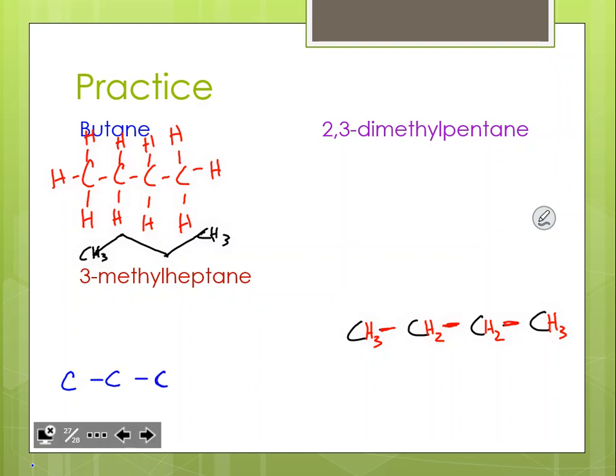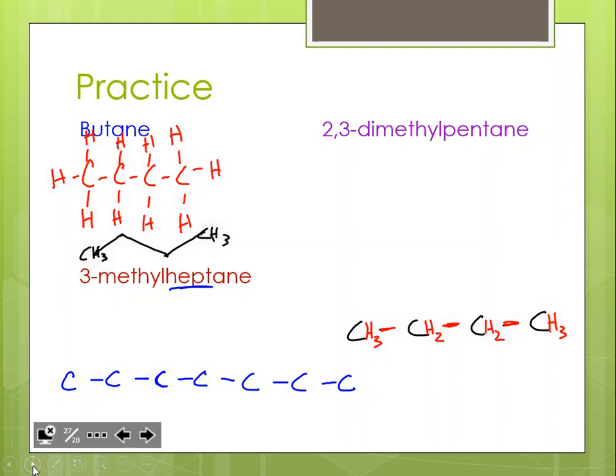How many carbons do I need to draw here? 1, 2, 3. How many do I need? I'm up to 4. What's a heptane? 7. So I need to draw 7. That's 1, 2, 3, 4, 5, 6. There's my 7th. Okay.